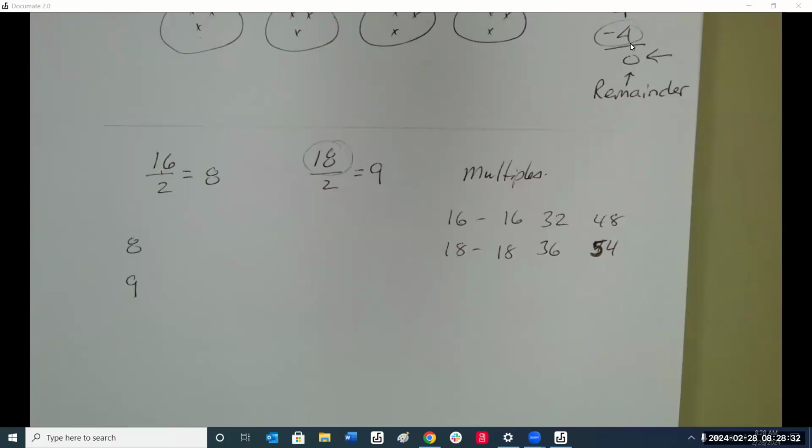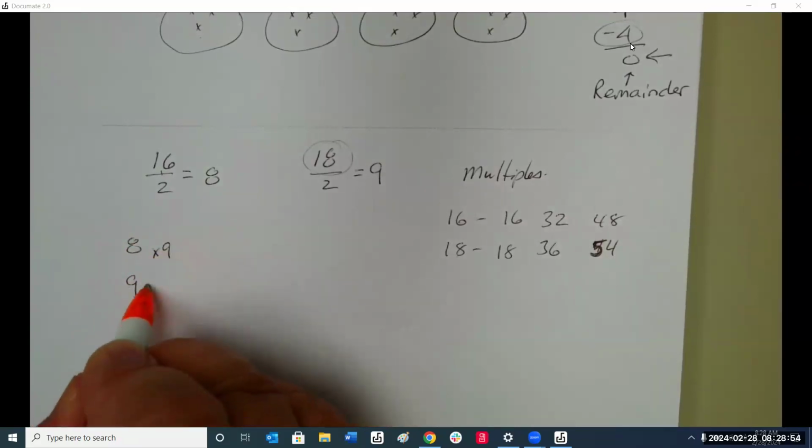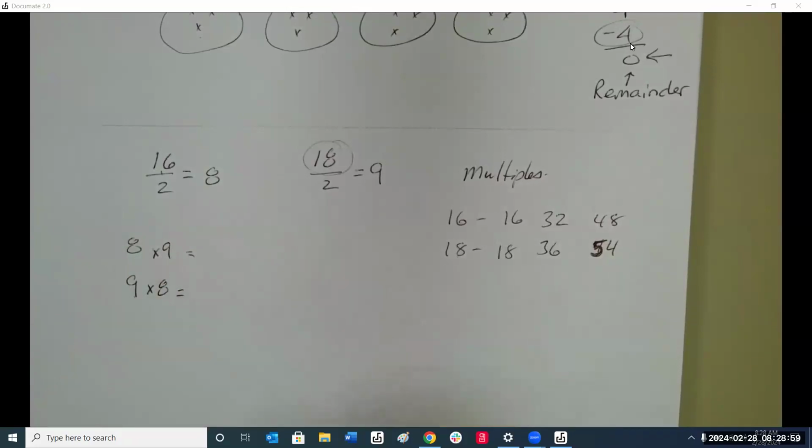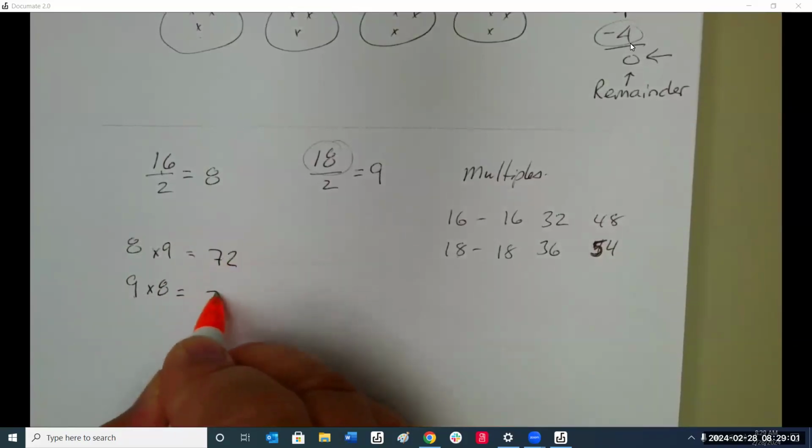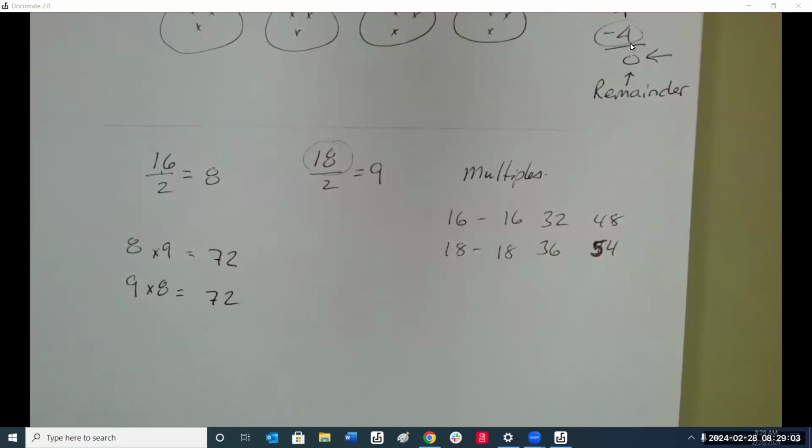Use your pencil and paper, figure it out. I'll save you some time. Because this one's made up of all 2s, this made all 3s, it's easier if you just multiply each other. 72 is the smallest number they both fit into.